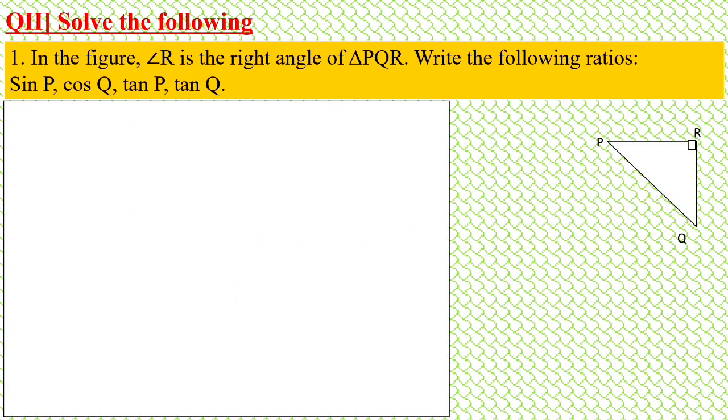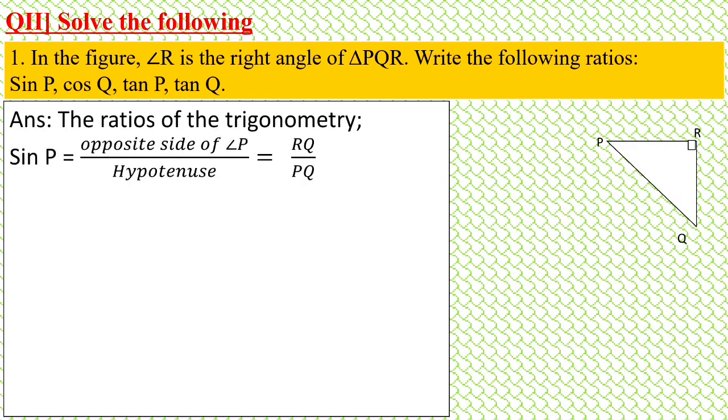So sin P, as per the sin P, the ratio is what? Opposite side of angle P upon hypotenuse. So in the right angle triangle PRQ, the hypotenuse is opposite to the 90 degrees. PQ is the opposite of hypotenuse. And the side opposite to angle P is which one? RQ. So answer is RQ upon PQ.